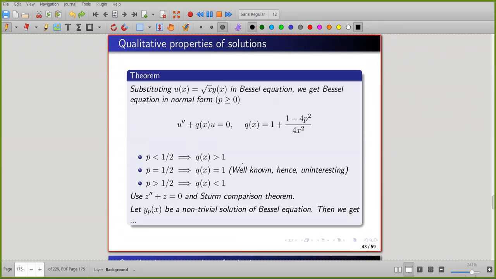All right. So this is the same thing again and again. We are looking at the Bessel equation in the normal form: u double prime plus Q of x u is equal to this thing. So if p is strictly less than half, then Q of x is strictly greater than 1. This is obvious. If p is equal to half, then Q is equal to 1, and our equation just becomes u double prime plus u equal to 0. This is a very well-known equation, so we know everything about it, and there's nothing to be understood. And if p is strictly greater than half, then Q of x is strictly less than 1.